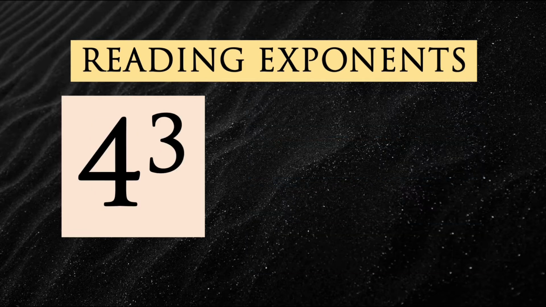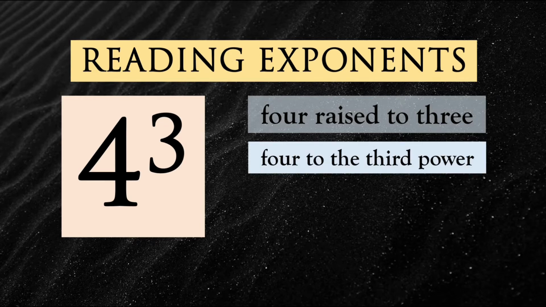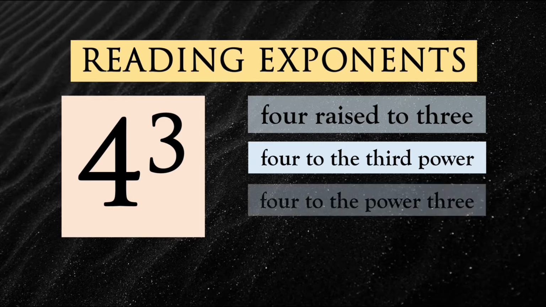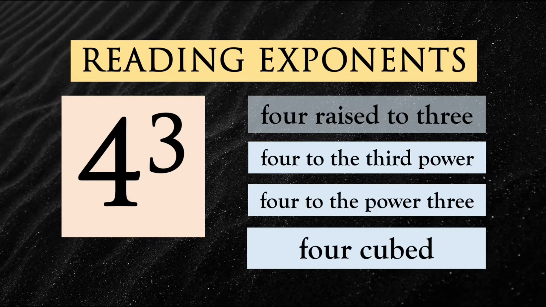Moving forward, we have this one. So how do we say that one? So that's 4 raised to 3, or we could say 4 to the third power, or 4 to the power 3, or simply 4 cubed. Okay, so again, in math or algebra, when you see the exponent 3, you could just read it as cubed. And this expression is a shorter form for writing 4 times 4 times 4. So basically, you're multiplying 4 by itself 3 times.